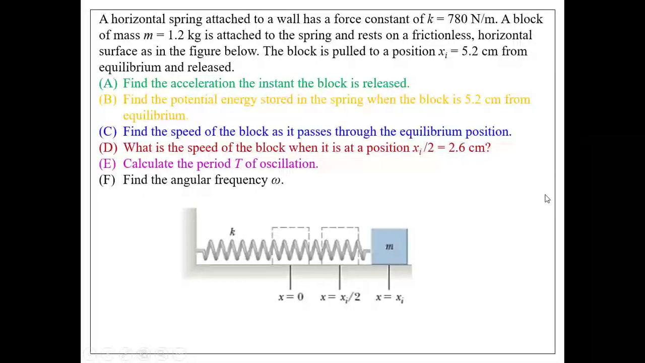In this particular problem, we have a block of 1.2 kilograms. It is pulled to the right a distance of 5.2 centimeters. The spring constant is 780 newtons per meter. If you need to pause, read on that, keep up.